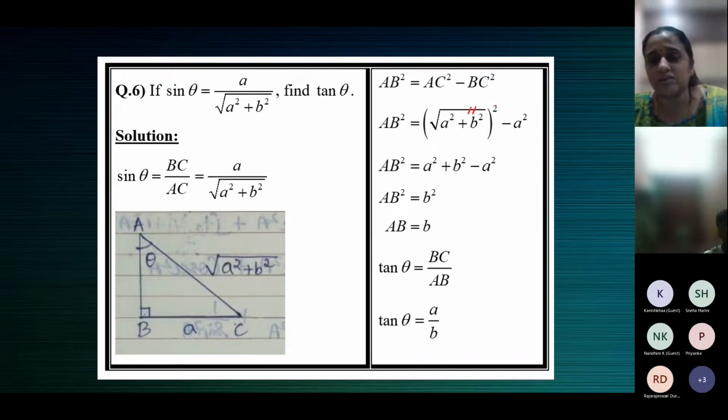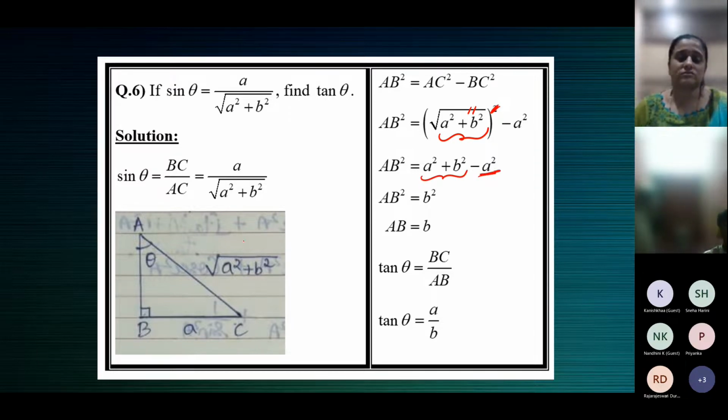The square root and the square get cancelled. So the value is a square plus b square minus a square. a square minus a square gets cancelled. So AB square is equal to b square. So AB is equal to square root of b square. AB is equal to b.